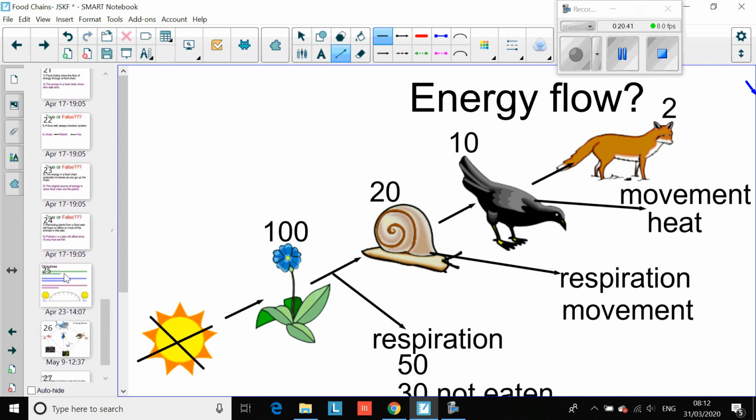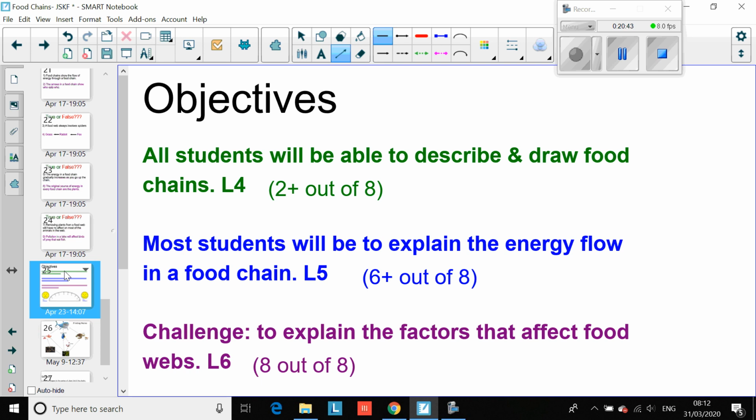Right. So just to quickly finish off, there's one more thing I'd like you to do. All of you should be able to describe and draw food chains. Most will be able to explain how the energy in the food chain flows, and a few of you explain the factors that affect food webs. Okay? So, last thing I'm going to get you to do, in the assignments, there are a series of questions about food webs. That should take you about 15 minutes to do, and you can upload those through Teams. Right. Good luck, everyone, and I will see you next time.